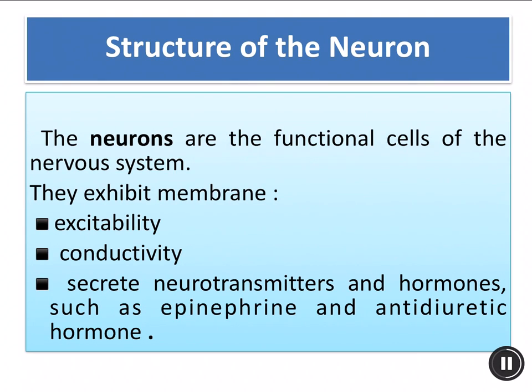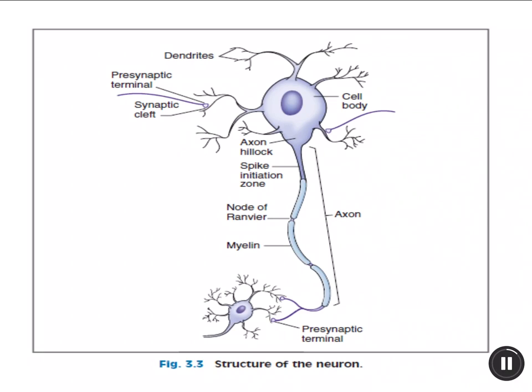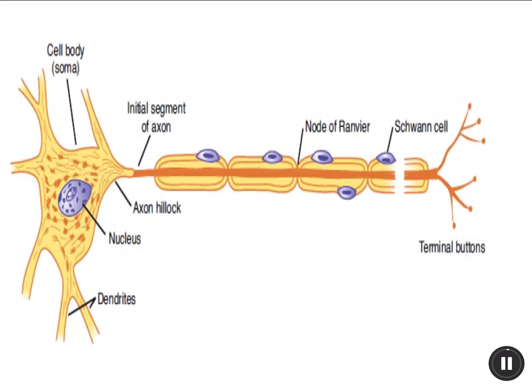المحور الأول الذي سنأخذه هو structure of neurons: consist of cell body, dendrites and axon, myelin sheath cells, nodes of Ranvier and the later axon terminal bundle. The structure of a neuron, this is cell body. Another figure that shows the structure of a neuron.